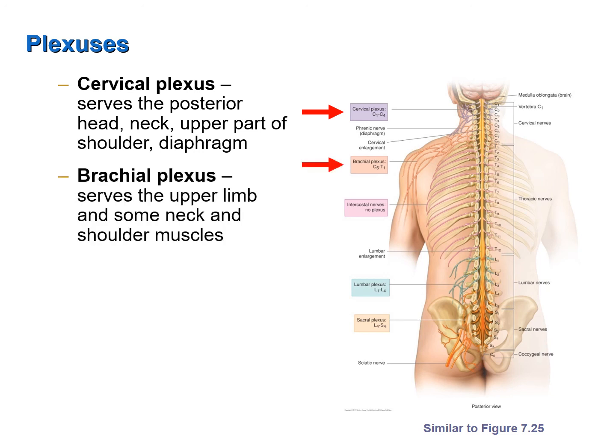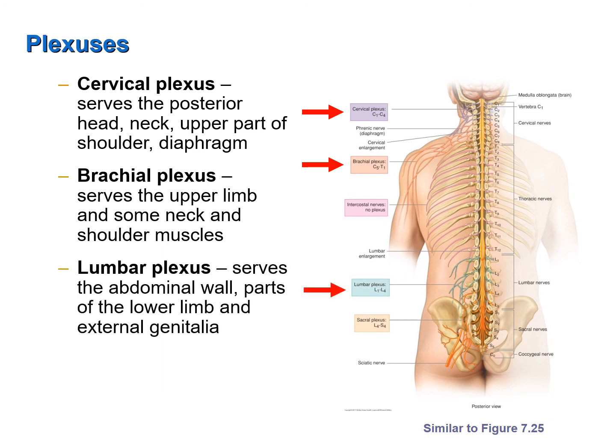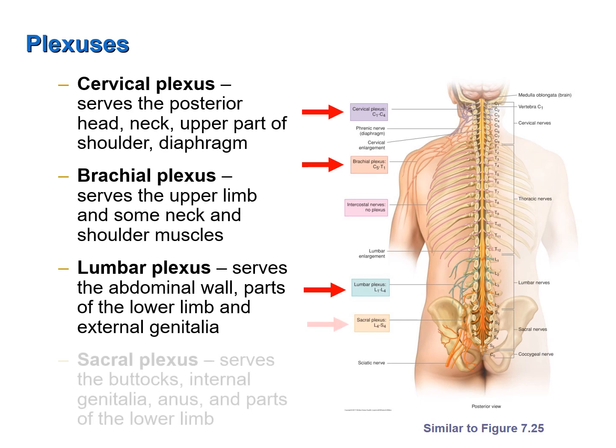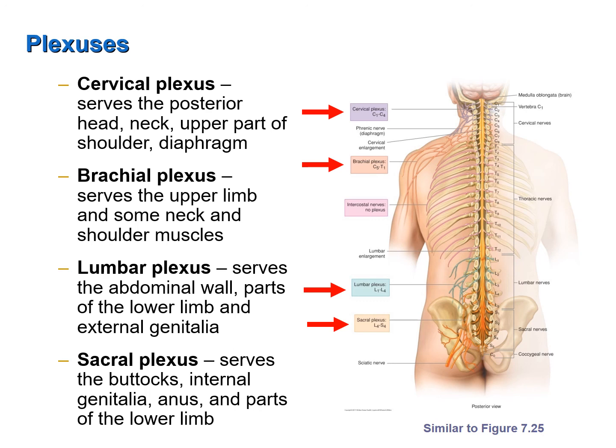The brachial plexus serves the upper limb and some neck and shoulder muscles. The lumbar plexus serves the abdominal wall, parts of the lower limb, and external genitalia. The sacral plexus serves the buttocks, the internal genitalia, the anus, and parts of the lower limb. I want to note that there is no thoracic plexus. Instead, individual intercostal nerves enter the intercostal spaces between the ribs.